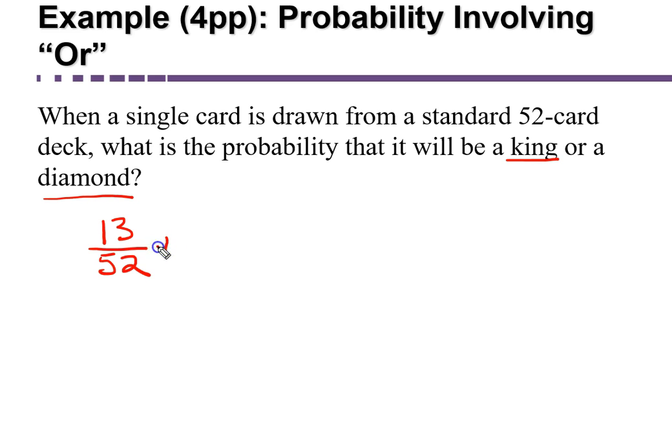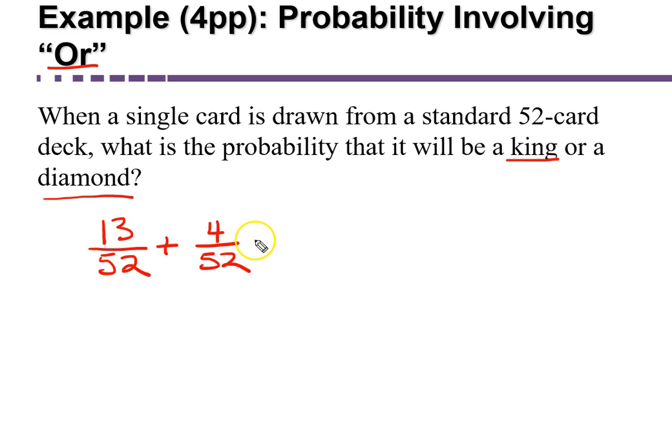Now, how many kings are in a deck? Because this is an OR. And the answer is 4. And you might think the answer is just the sum of these. But wait a minute. One of these diamonds here was a king.